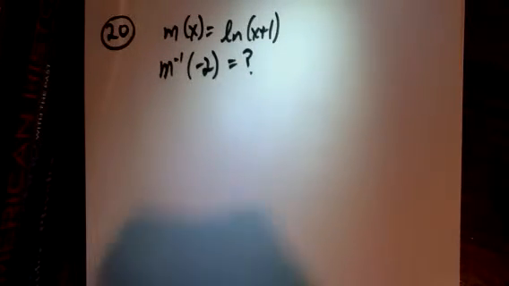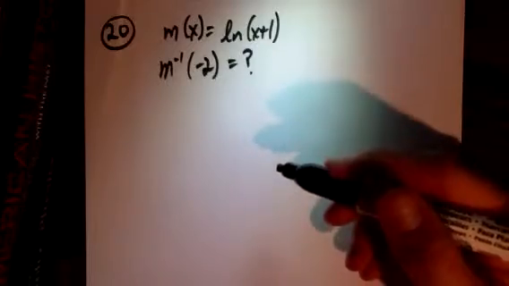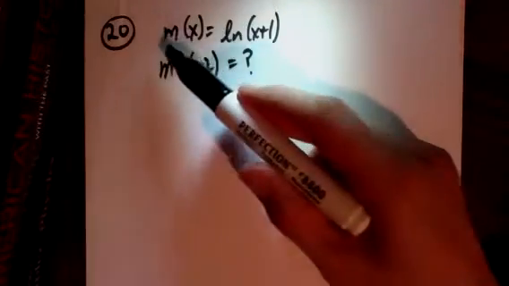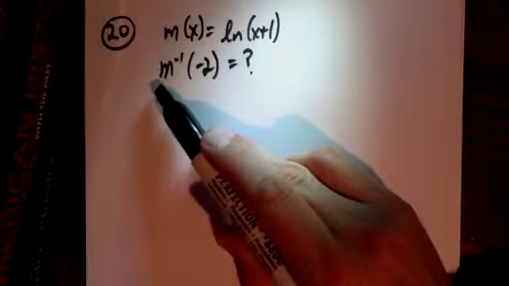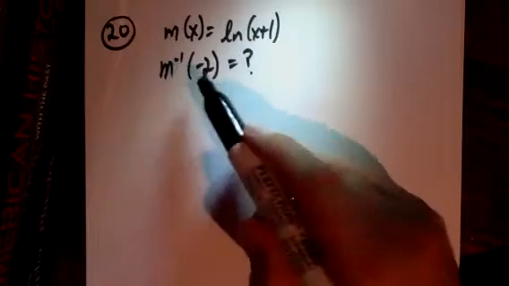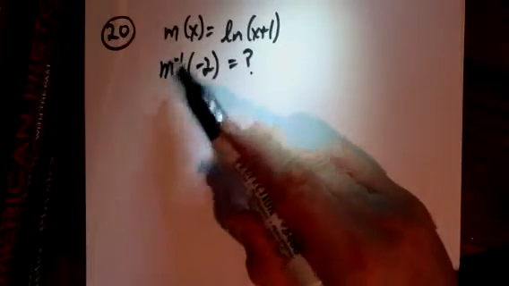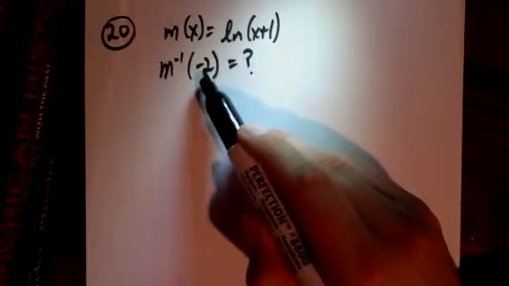This is the Math Level 2 practice exam, the solution to problem number 20. So m of x equals the natural log of x plus 1, and we need to know what is the inverse of m of x, but actually the inverse when x equals -2.